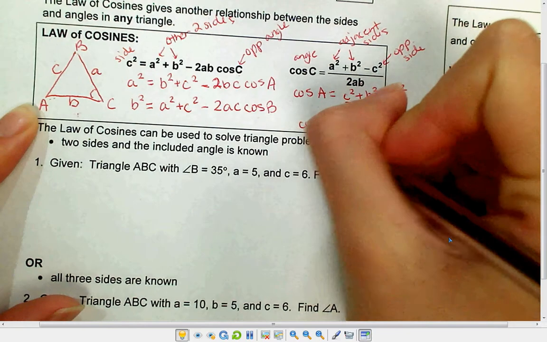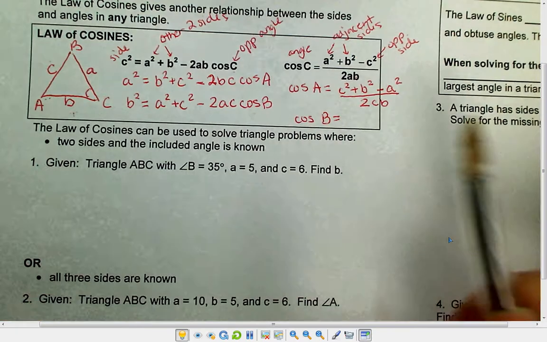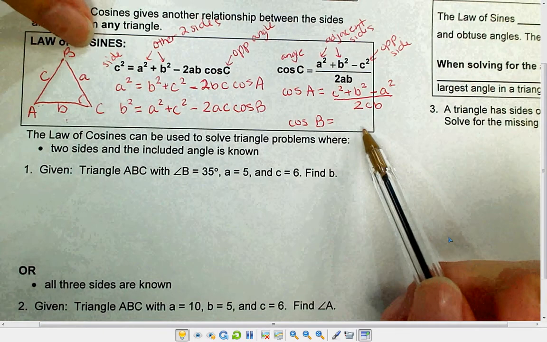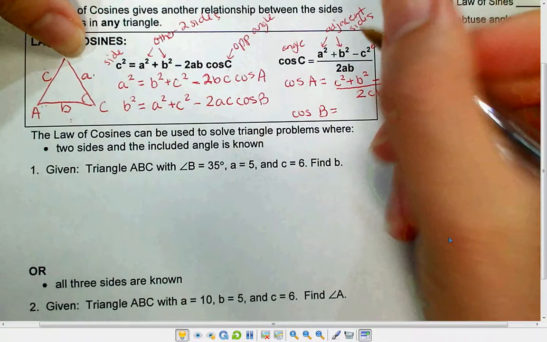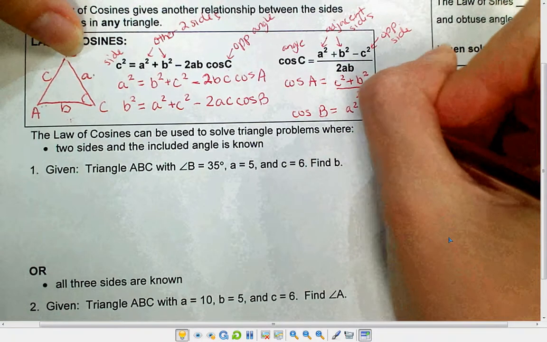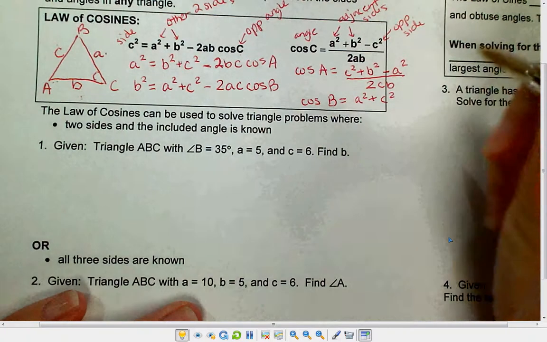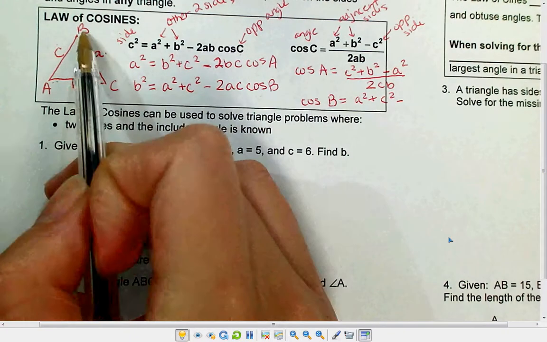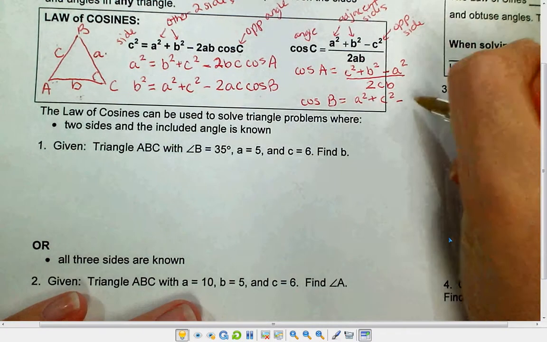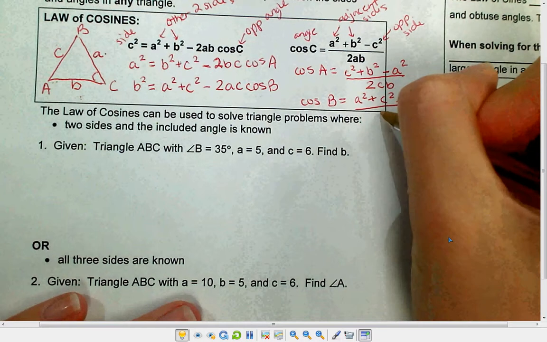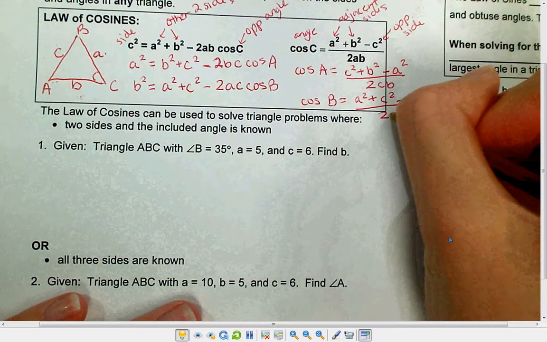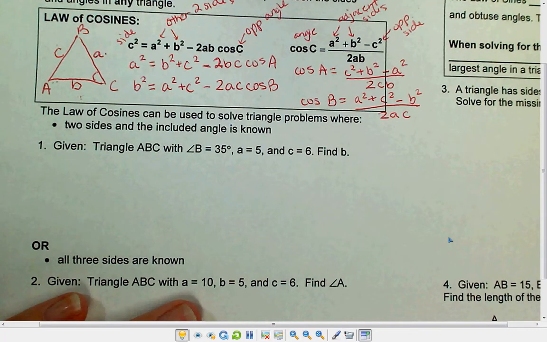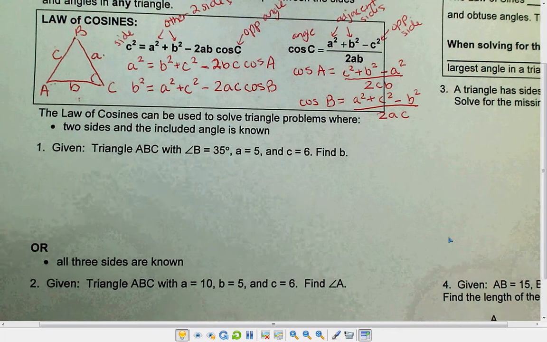Now let's do one more, where now we're going to try to find cosine of angle B. So here's angle B up here. The adjacent sides are now A and C. So that's the first two terms, A and C, minus the one across from angle B, which is B, all over 2, and then again we're going to use our first two terms, AC, in the denominator. So this is going to work for any triangle.